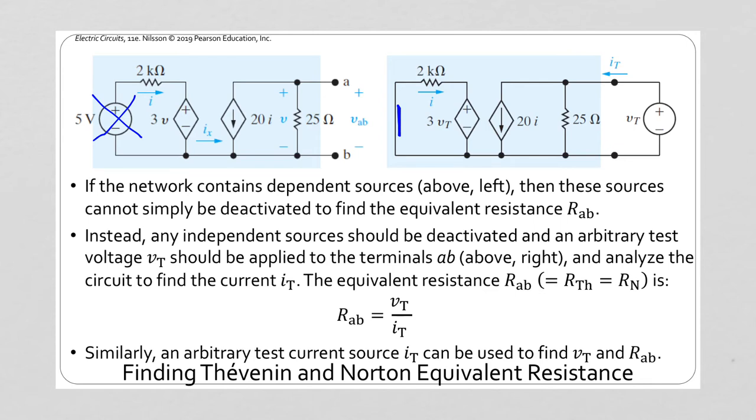Those have to remain. But since we've deactivated the independent sources, there's nothing left to drive these dependent sources. So what we have to do is to apply a test voltage, Vt, at the terminals of this circuit. And then we want to measure what current is flowing from that test voltage. The ratio of the voltage being applied divided by the current that is actually flowing as a result is going to be the equivalent resistance between those terminals, and then that equivalent resistance will be our Thévenin or Norton resistance for the circuit. Similarly, you could use an arbitrary test current It, and you could calculate Vt and find the equivalent resistance.